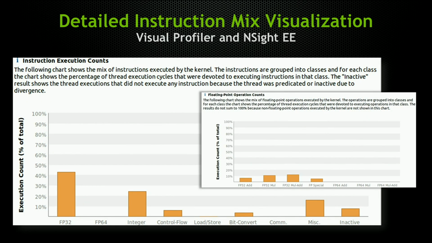The visual profiler also gives you a much more detailed instruction mix visualization for each kernel. So here for a single kernel, I can see how the instructions break down: floating point, integer, control flow, memory access, etc. And then within that, I have an inset here that shows the floating point composition of instructions for adds, multiplies, multiply adds, and special instructions. And that helps you get a big picture view of how your kernel is utilizing the functional units on the machine.